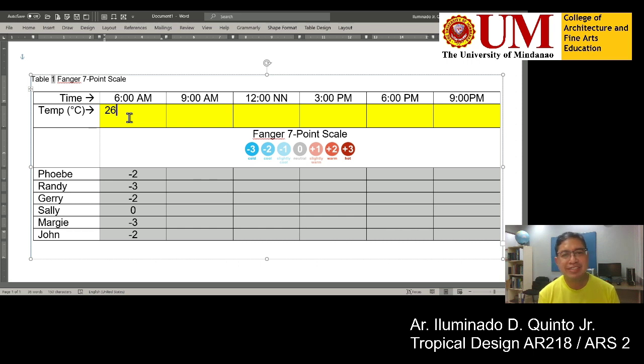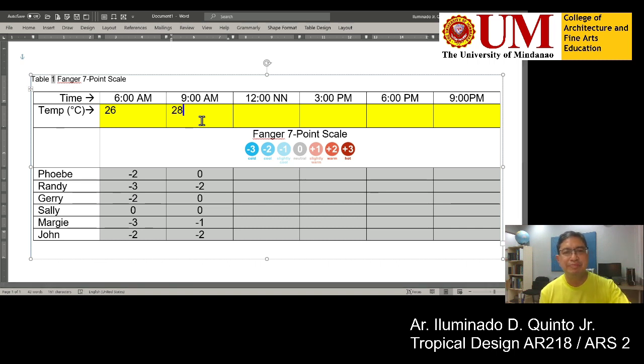Now at 9 o'clock, you ask your friends or family members again, without looking at the temperature. At 9 o'clock, how do you feel? I feel neutral. Randy feels slightly cold, -3. Jerry feels neutral, and Sally feels neutral. Then Margie -1, slightly cool, and John the same, still cool. Then you look at the thermometer. Perhaps it has increased already, let's say 28.